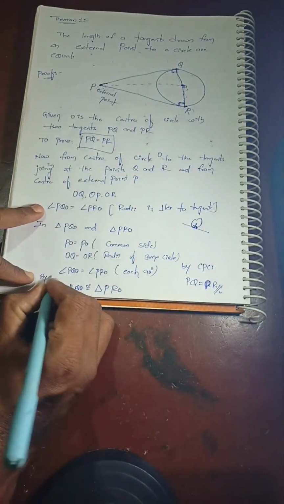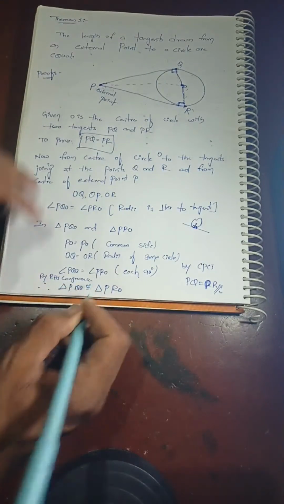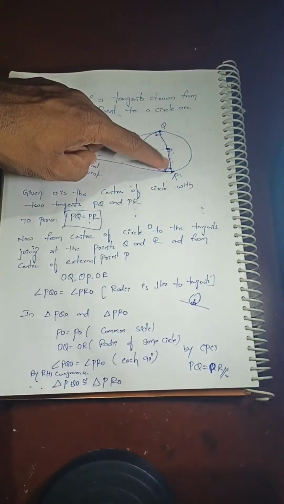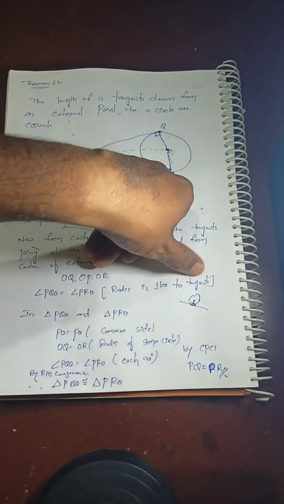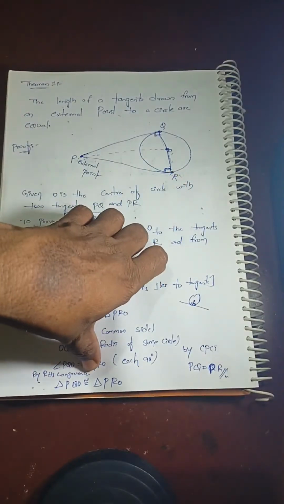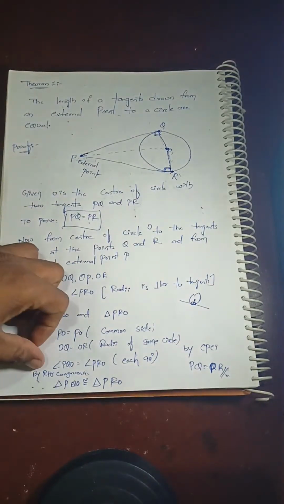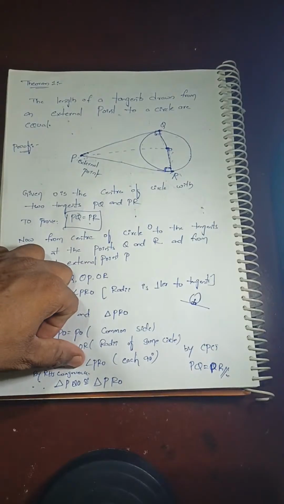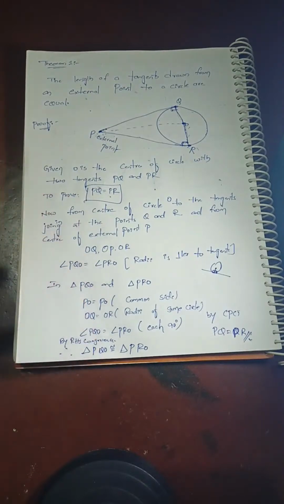So by RHS congruence, why? Because when we write RHS, it means the tangent and radius are perpendicular. Perpendicular means 90 degrees, which gives a right angle triangle. This is compulsory, you have to write it: by RHS congruence, triangle PQY is congruent to triangle PRO. Please note it down. Now we can go for the next problem.